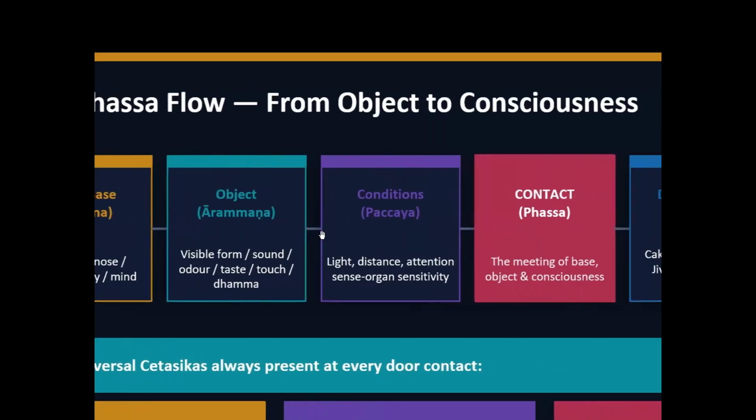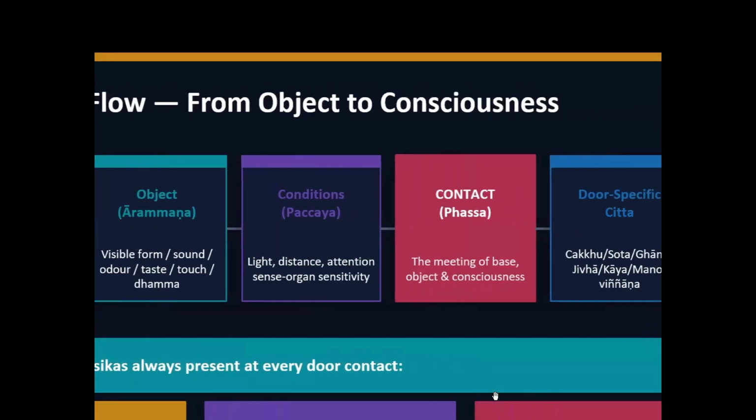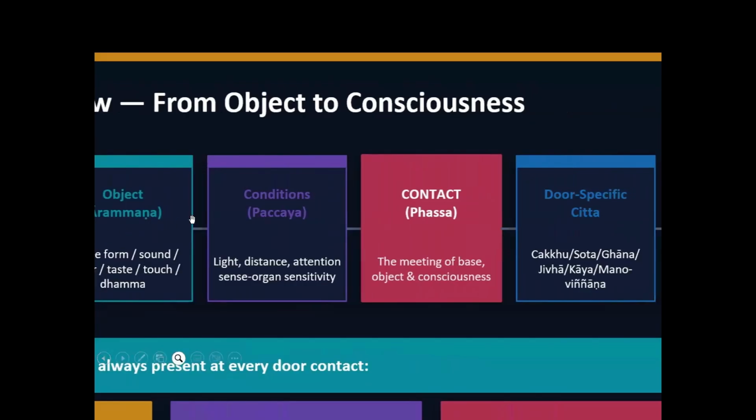Condition means the paccaya. Paccaya in the sense that you have light, distance, attention, sense organ sensitivity. So all these must arise. Your object, you must have paccaya. Okay, this condition must arise. If not, the next one will never come. The contact. So upon all these three together, you have this contact, the phassa, the meeting of the base, the object, and consciousness. Okay, so these three must come together in order to form what I call the contact moment.